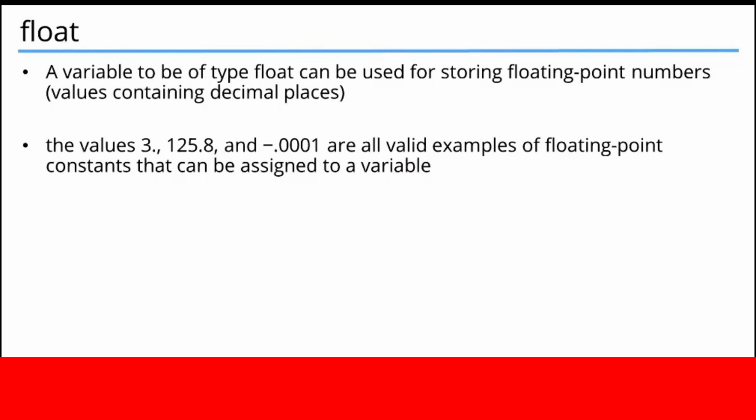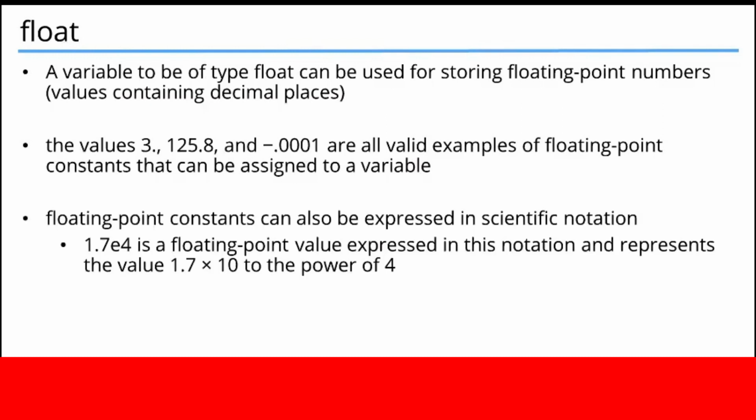There are also floating point constants in C. These can be expressed in scientific notation. So for example, 1.7e4 is a floating point value. It's expressed in scientific notation and represents the value 1.7 times 10 to the power of 4. So that's 1.7 times 10,000, which would be 17,000.